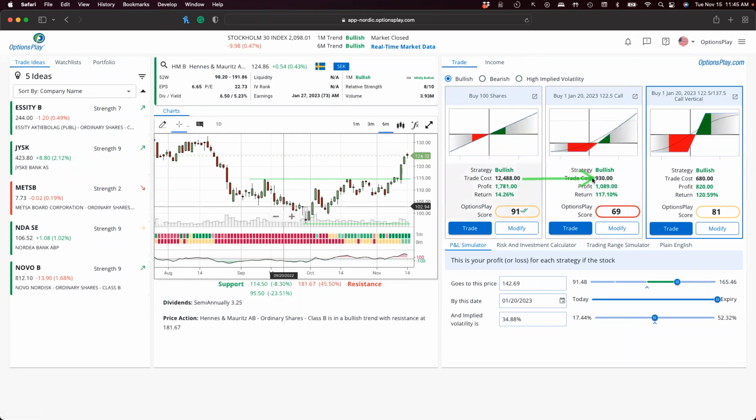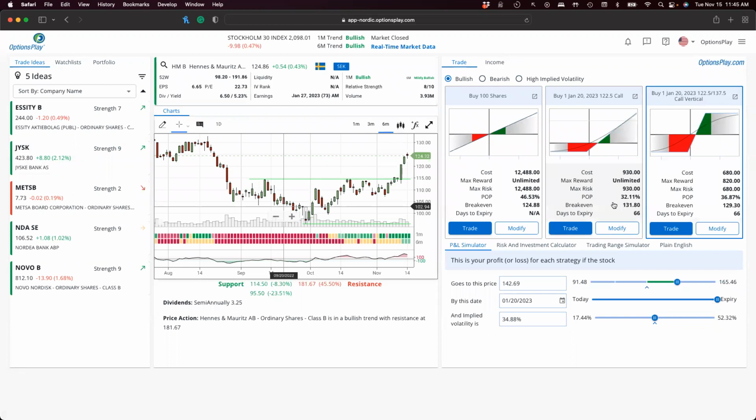As you can see, I'm leveraging my capital. I'm controlling the same 100 shares for a fraction of the amount of capital. But the downside is my break even on the stock is 124. My break even on the call option is 131.